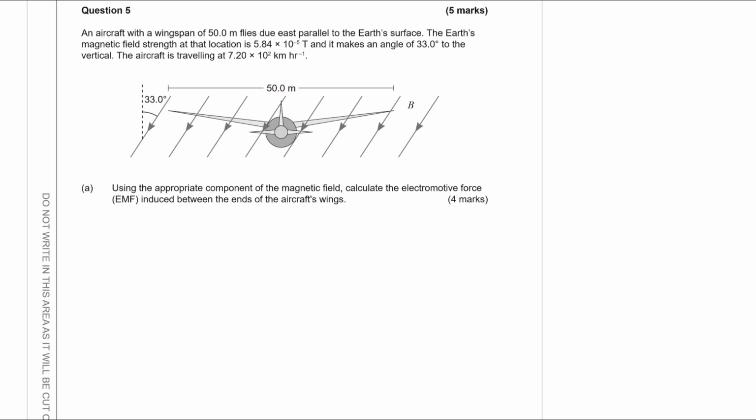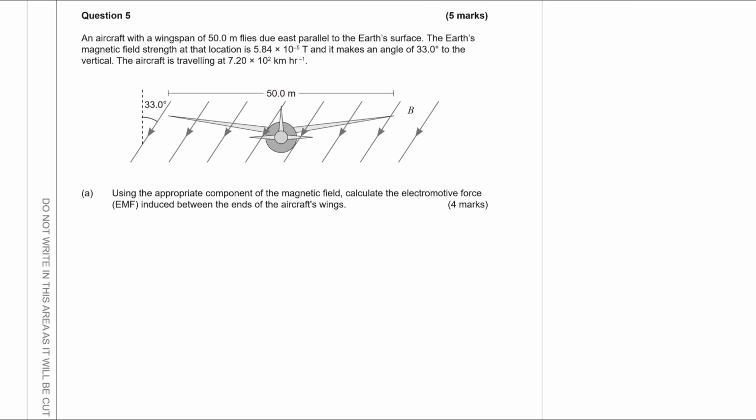Okay, in question 5, we've got the induction across the wingspan of an aircraft that's moving with the flux coming in at an angle to the wing. So there's a couple of steps here in order to understand it and to solve it. The first one's an easy one. It's to convert the velocity from kilometers per hour into meters per second. And you should get a nice round number of 200 meters per second.